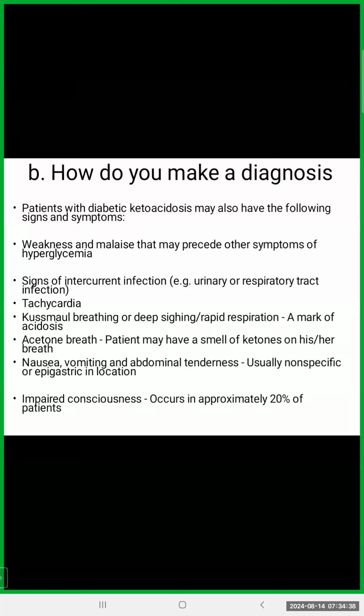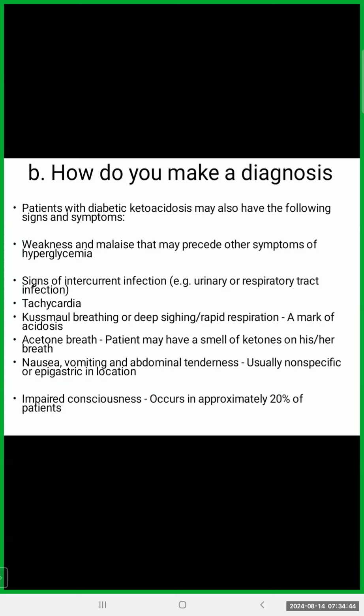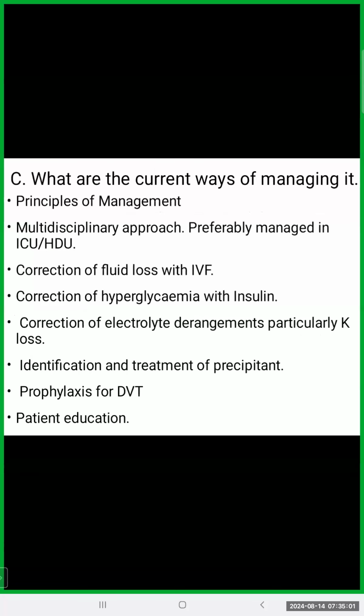Then on examination, they could have Kussmaul breathing, or deep sighing respiration, and evidence of acidosis. They could have a fruity smell, acetone breath. They could have nausea, vomiting, or abdominal tenderness, which is usually non-specific. And then they could have impaired consciousness, altered sensorium, in about 1 in 5 of them. So the C question is, what are the current ways of managing it?